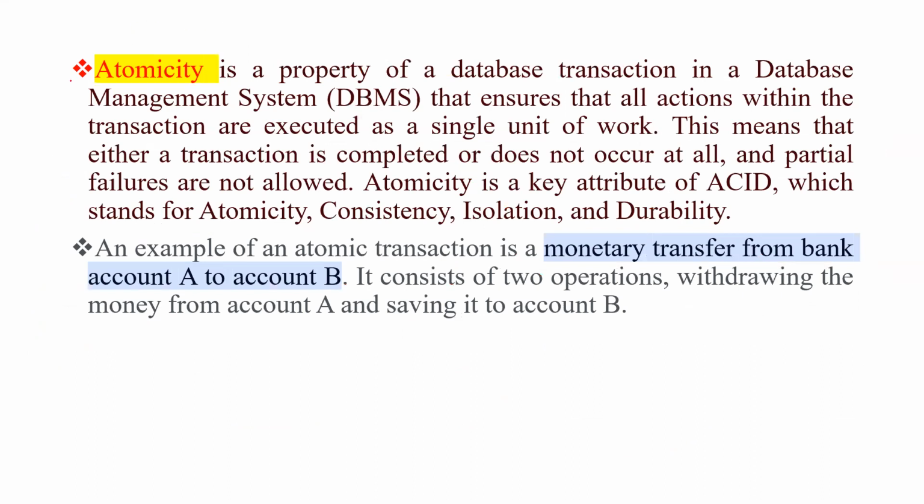Now in the previous years, I will tell you, in 2023 they asked two questions on atomicity. So here I will tell you the basic definition of atomicity. Atomicity is a property of a database transaction in a database management system that ensures that all actions within the transaction are executed as a single unit of work. Like when you are going to withdraw cash from the ATM.